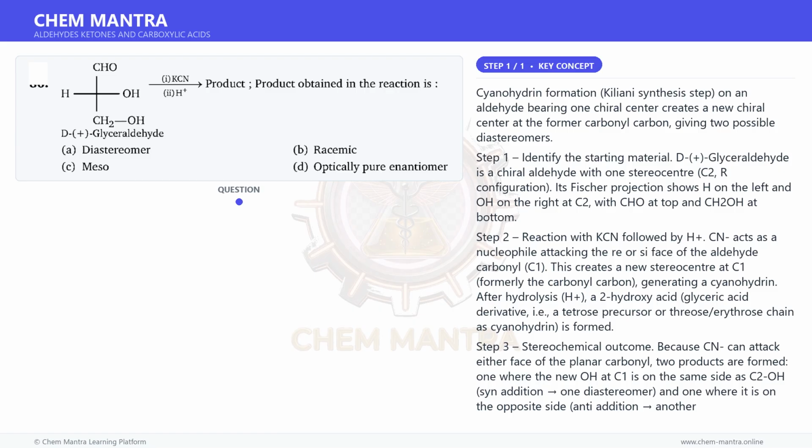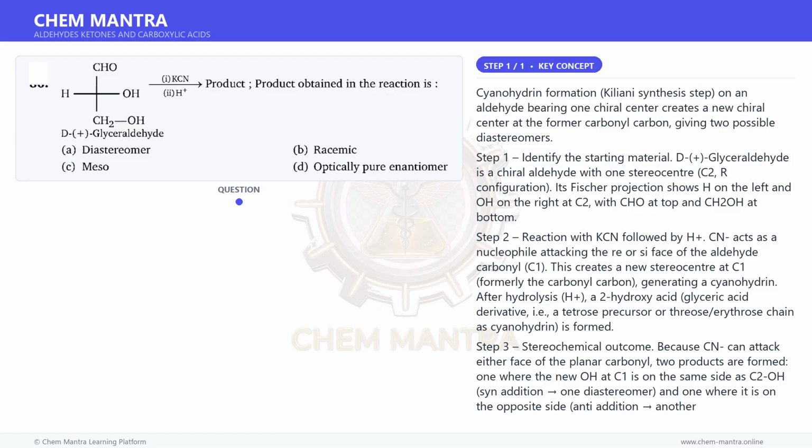Step 1. Identify the starting material. D-(+)-glyceraldehyde is a chiral aldehyde with one stereocenter, C2, R configuration. Its Fischer projection shows H on the left and OH on the right at C2, with CHO at top and CH2OH at bottom.